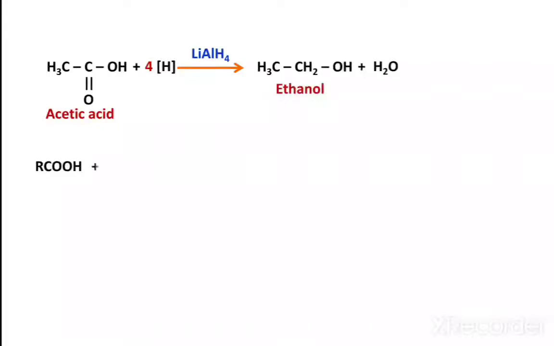Here, general RCOOH plus ROH, that means this is the acid and this is alcohol. Nothing but the esterification. Here H plus, here OH, and here hydrogen: OH from acid and hydrogen from alcohol, plus the byproduct is H2O, and there is formation of ester. It is called the esterification. That means the acid plus alcohol, we get the ester.